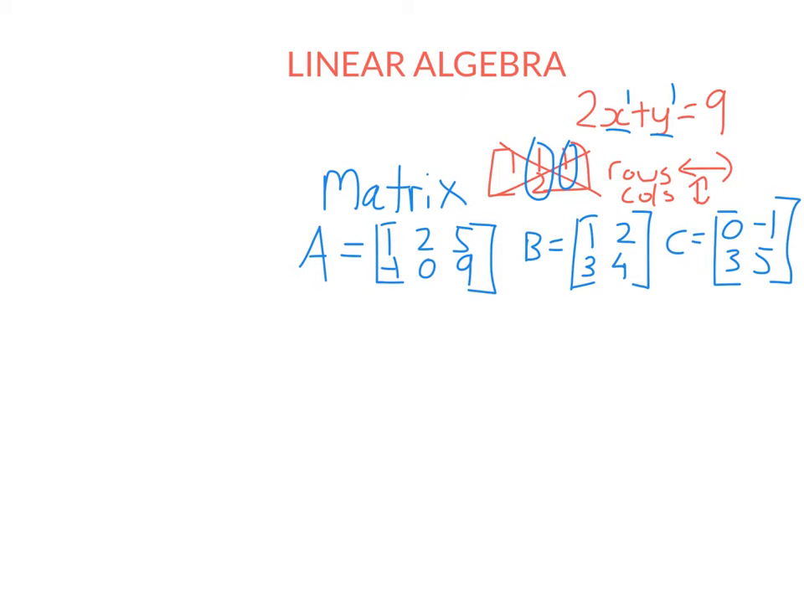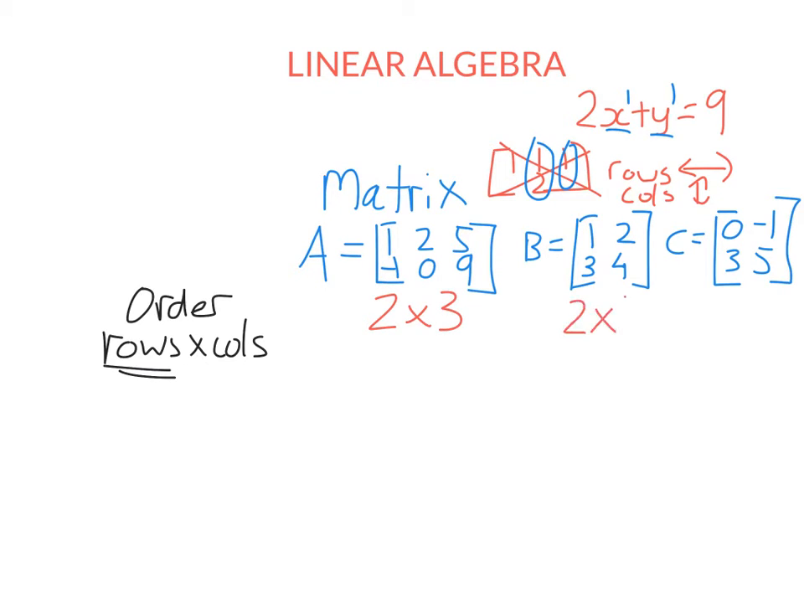So we need to first be able to write the order of each of these matrices. So the order is just the size, and we write it as the number of rows times the number of columns. We always write the number of rows first. So if we look at matrix A, it has 2 rows and 3 columns. So it is a 2 by 3 matrix. B has 2 rows and 2 columns, and similarly C has 2 rows and 2 columns.